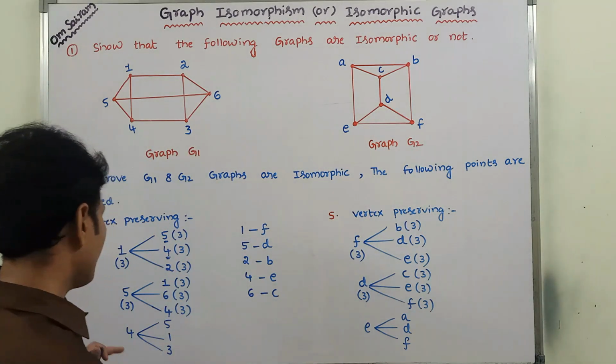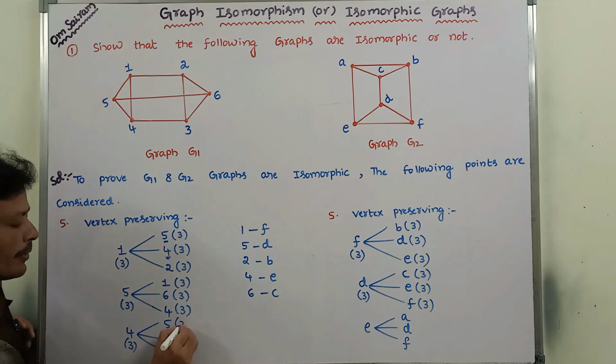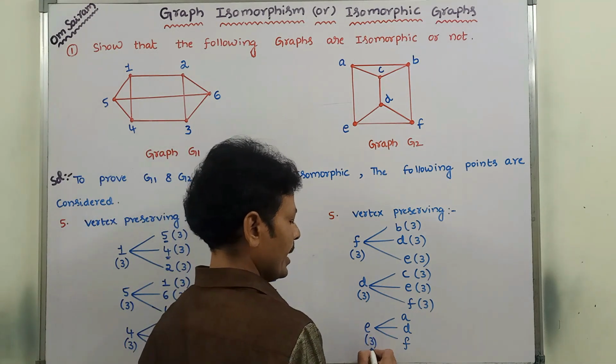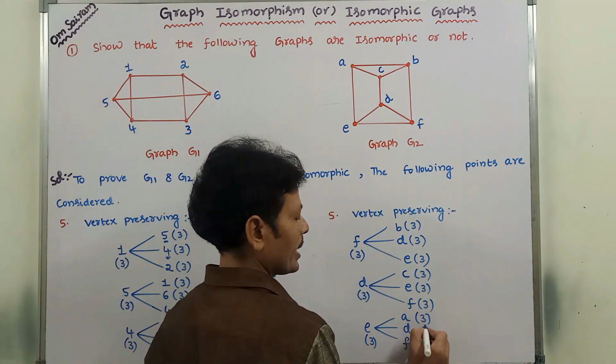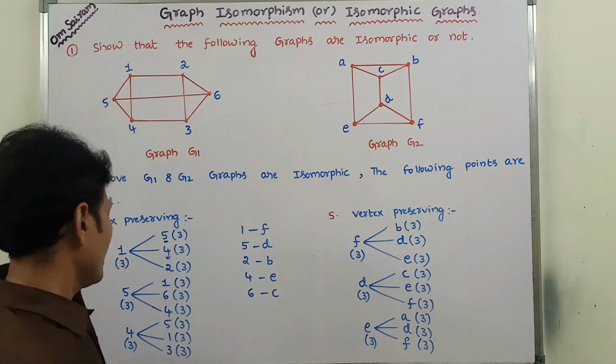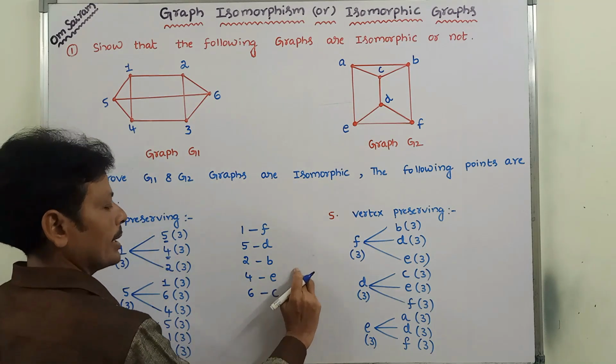Here, what is the degree of vertex 4? 3. What is the degree of vertex 5? 3. What is the degree of vertex 1? 3. What is the degree of vertex 3? 3. What is the degree of vertex E? 3. What is the degree of vertex A? 3. What is the degree of vertex D? 3. What is the degree of vertex F? 3. Already we know that 4 corresponding vertex is E.